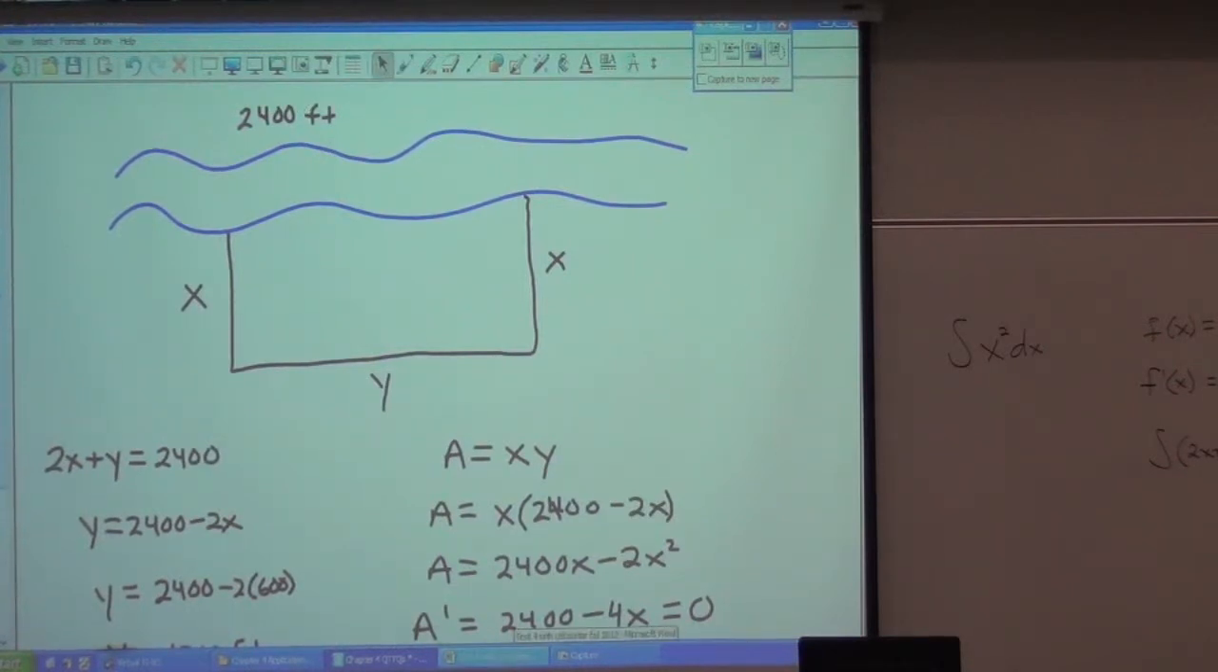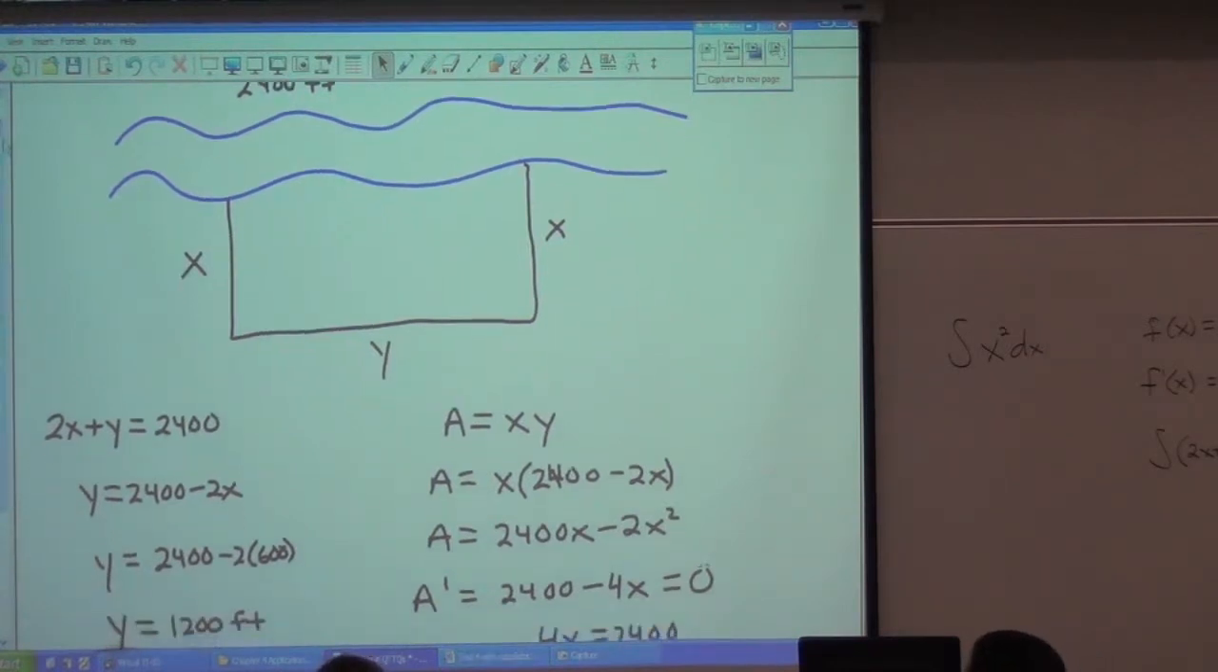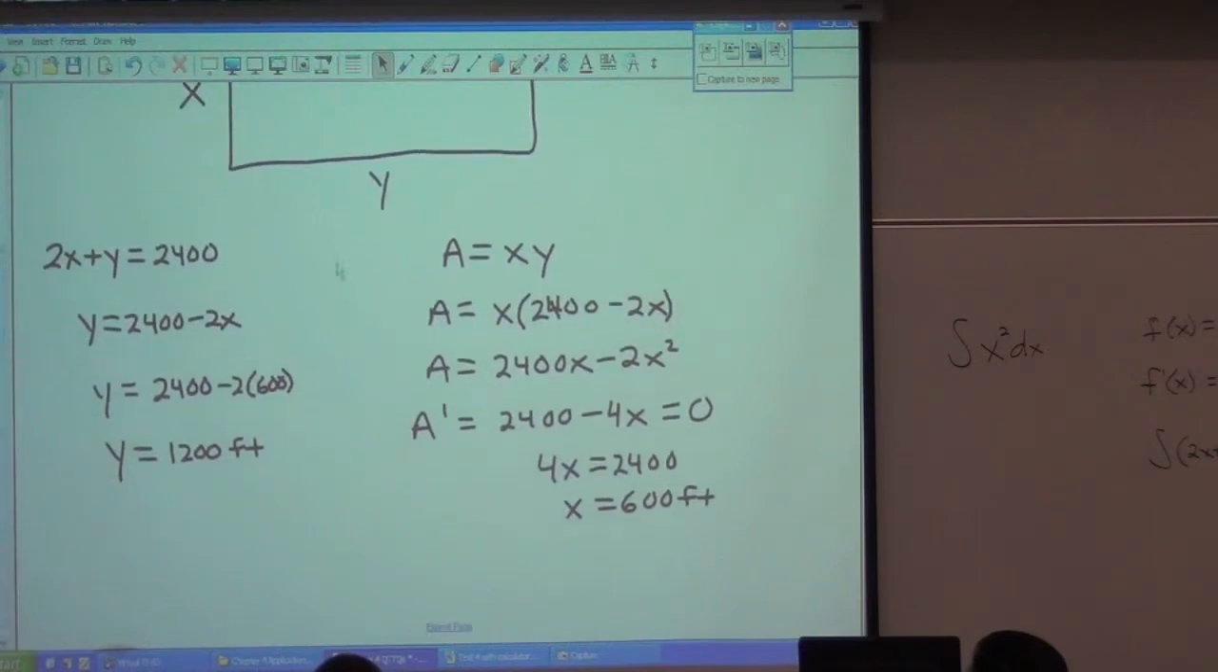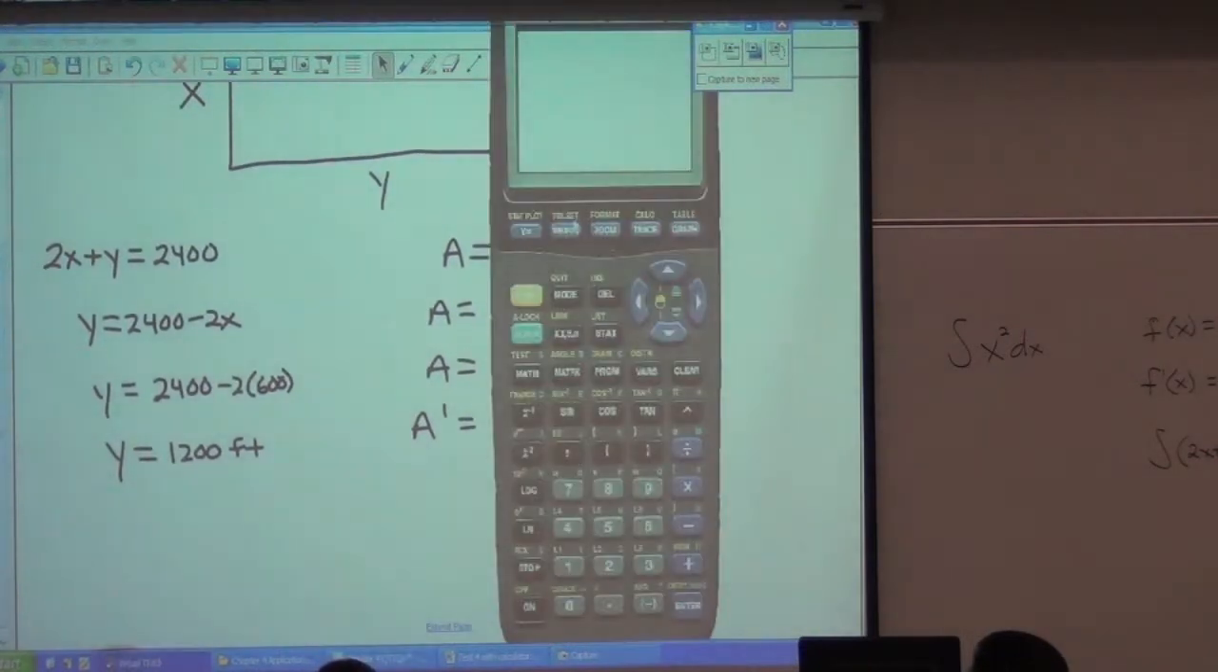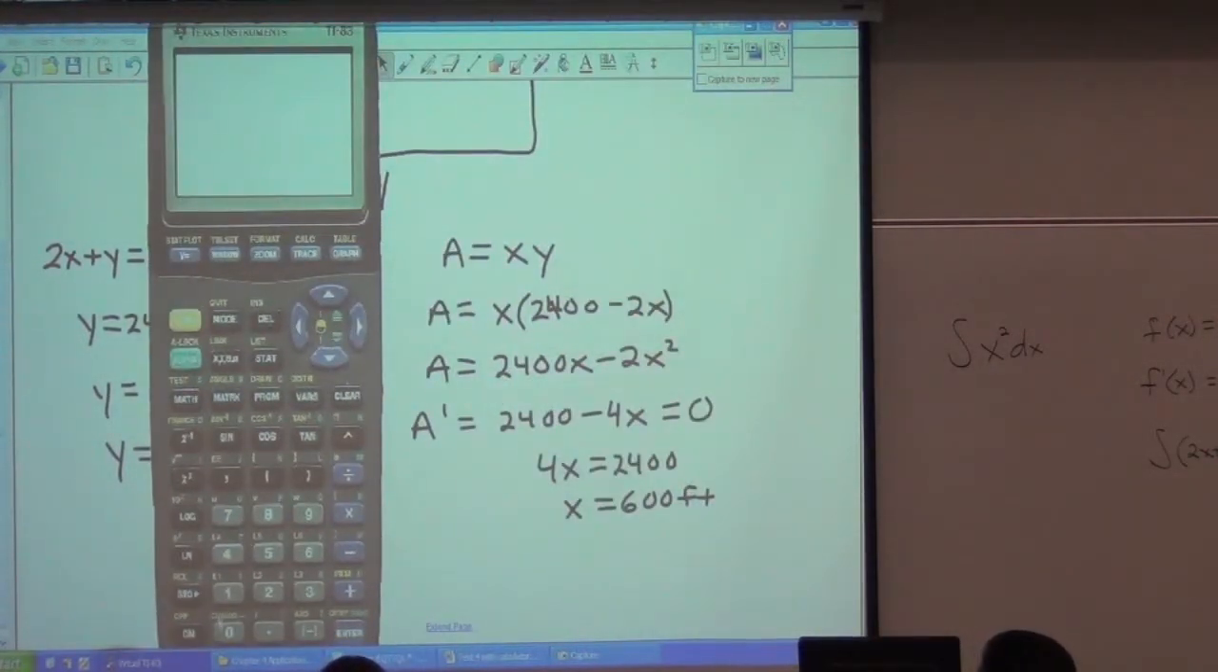So what do you got? What's the equation that you put in the calculator? I would do X times (2,400 minus 2X). And if you think about the window, X could go from 0 to 1,200. And then hit zoom fit.